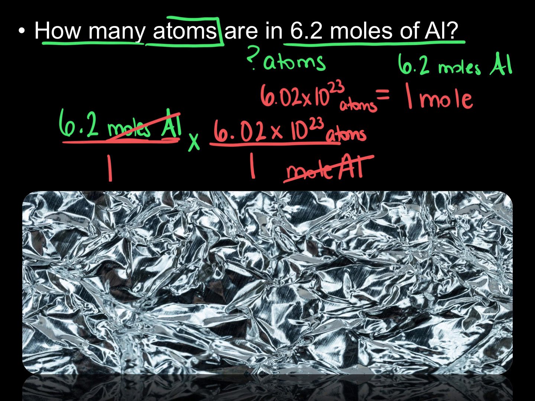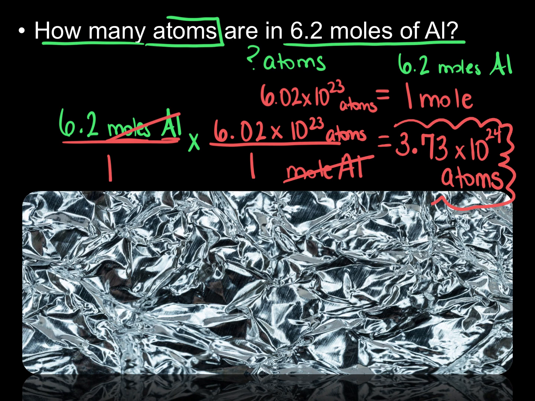So in my calculator, I'm going to put 6.2 times 6.02 times 10 to the 23rd. Now again, you want to make sure you put this in your calculator correctly. If you don't get the same answer as me, then you want to work on learning how to use your calculator. So you should get 3.73 times 10 to the 24th atoms. If you're struggling with that calculator, make sure that you get help on being able to put these in.